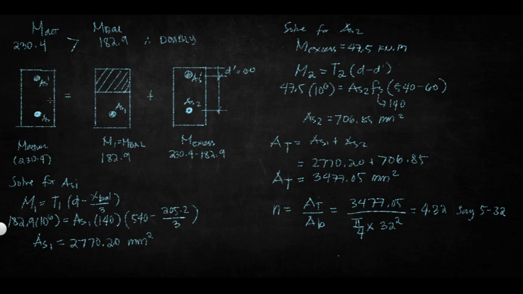So as you can see, if doubly, meron po tayong bakal sa compression, AS prime. Tama po ba? Then meron tayong area ng steel sa tension side, which is AS, or tension steel area. AS prime naman sa compression steel. So ang kinakarga nitong doubly reinforced natin kapag nagde-design tayo is siyempre yung actual moment na kinompute natin kanina. Ngayon, paano natin siya solve?